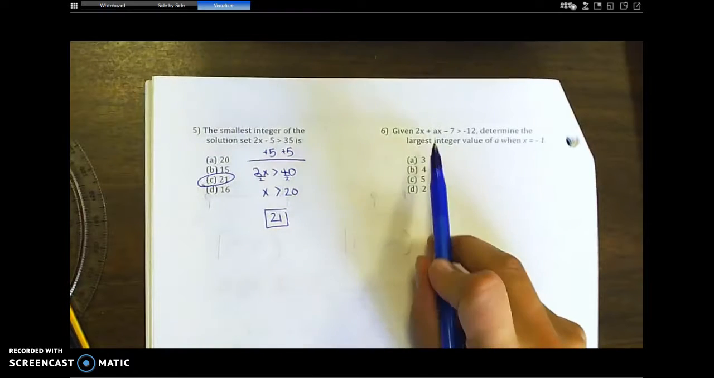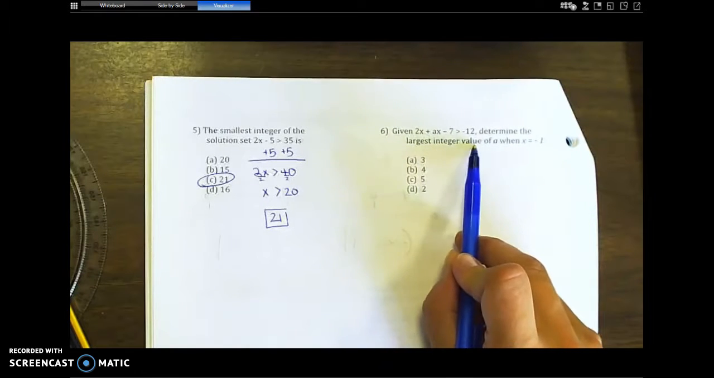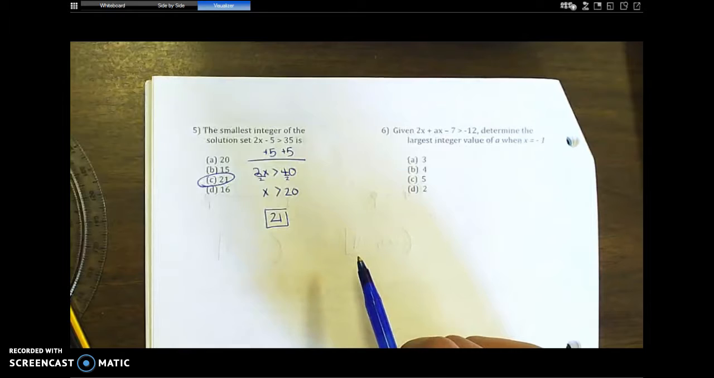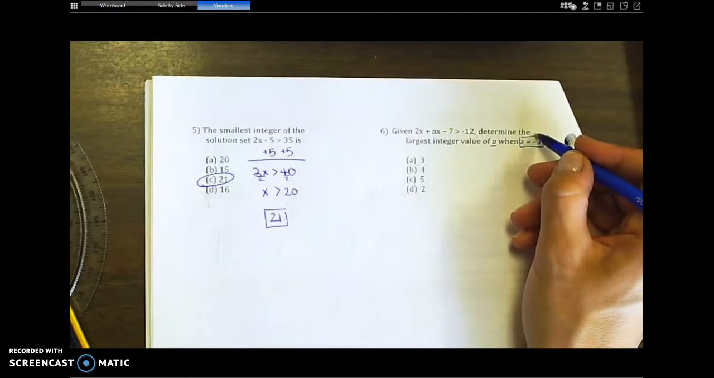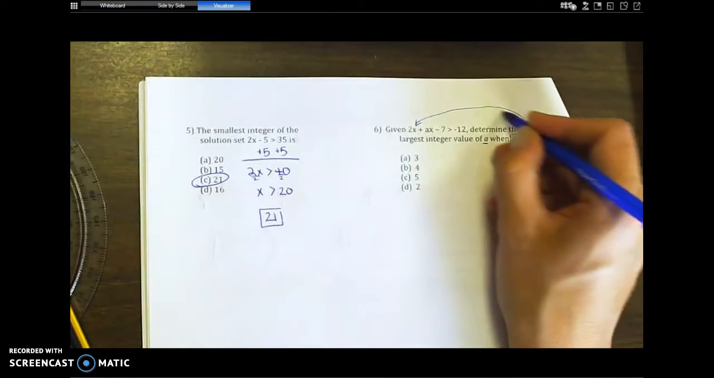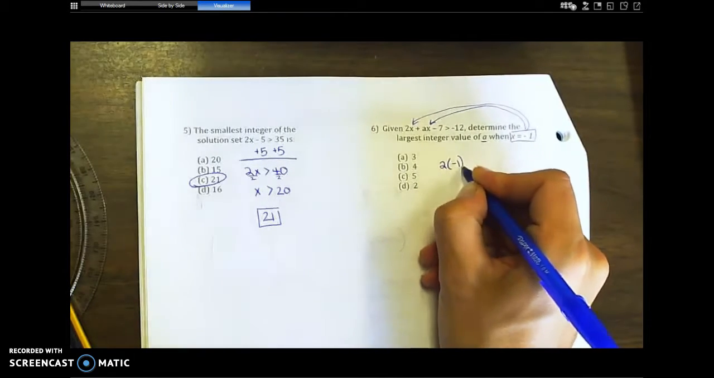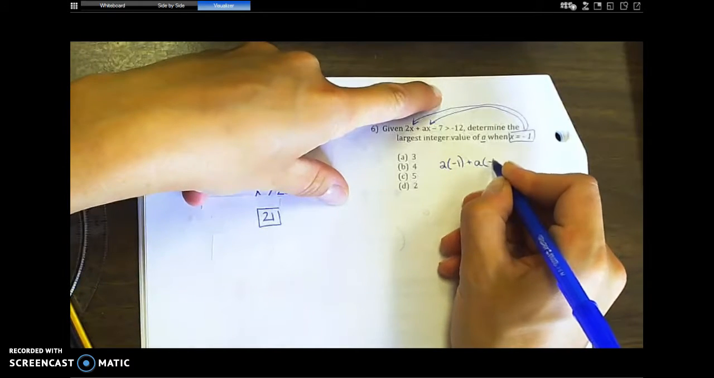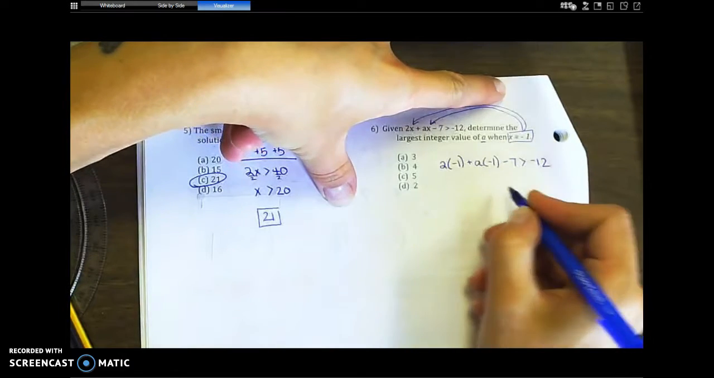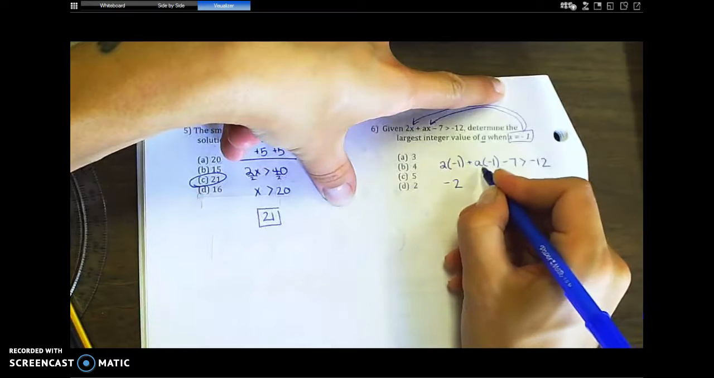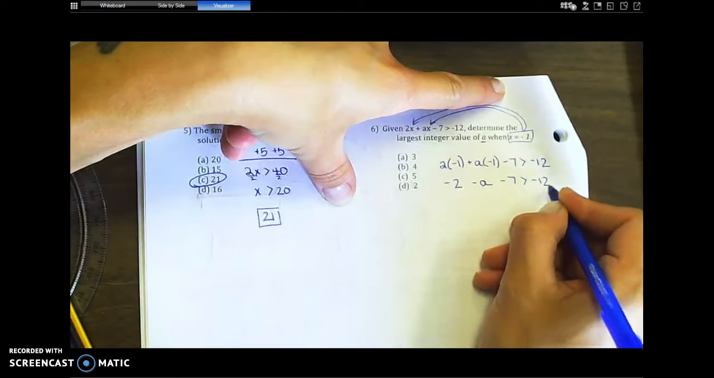Given 2x plus ax minus 7 is greater than -12, determine the largest integer value of a when x equals -1. So we're solving for a, and x equals -1. So I'm going to take -1, and I'm going to plug it in to my x's. So let's go ahead and try that out. So 2 times -1 plus a times -1 minus 7 is greater than -12. So here we're going to get, we multiply, -2. A times -1 is -a. Minus 7 is greater than -12.